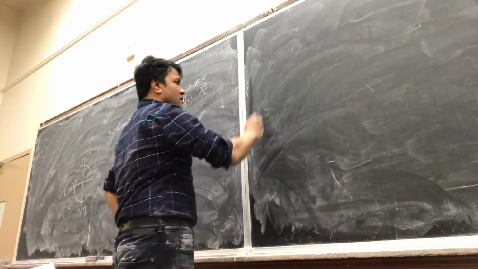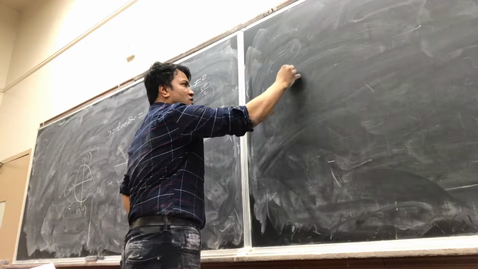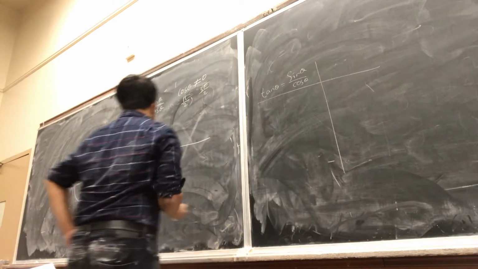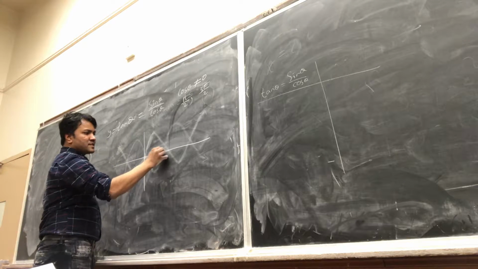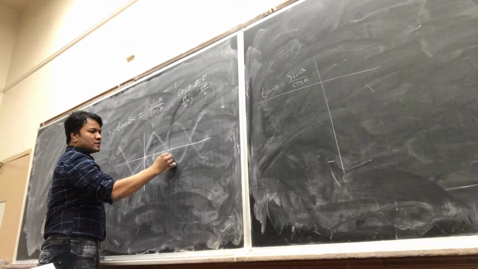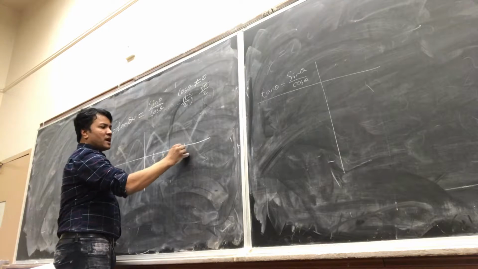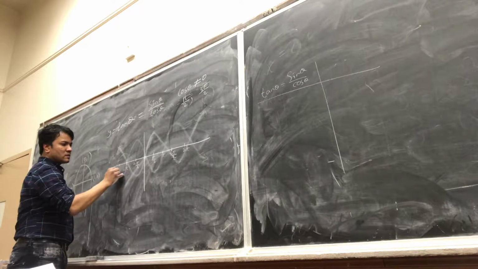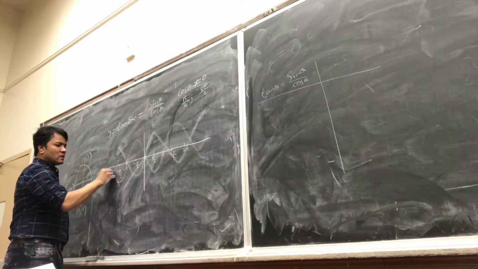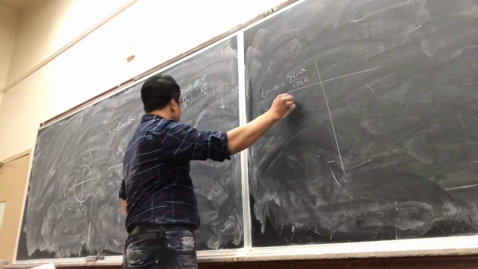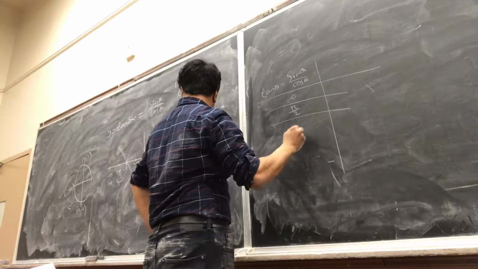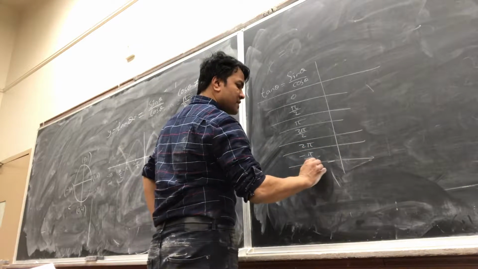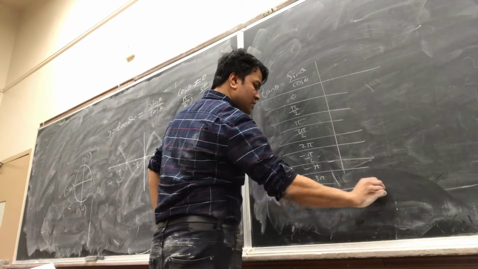If you create a table, tangent theta is equal to sine theta over cosine theta, and the value. So this is 0, this is pi over 2, this is pi, this is 3 pi over 2, this is 2 pi. Do the opposite. You have 0, pi over 2, pi, 3 pi over 2, 2 pi, minus pi over 2, minus pi, minus 3 pi over 2, minus 2 pi.